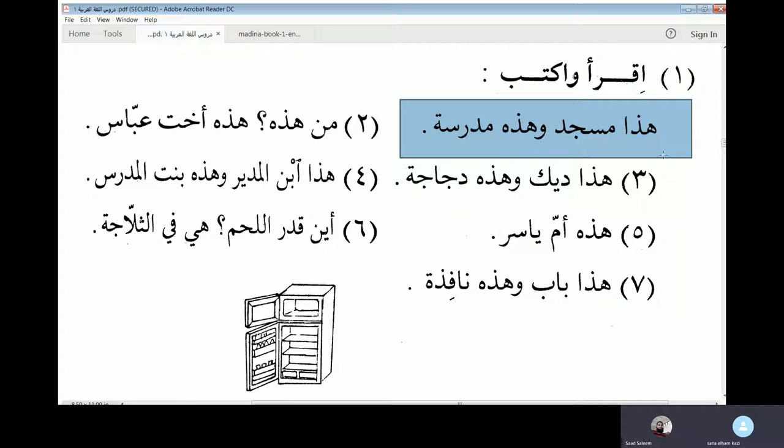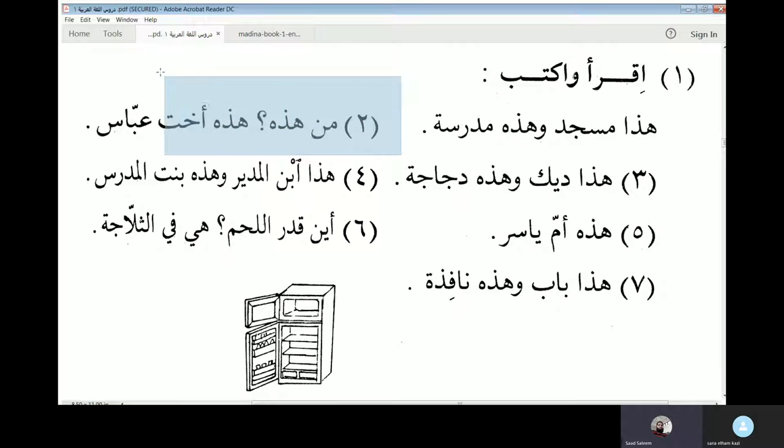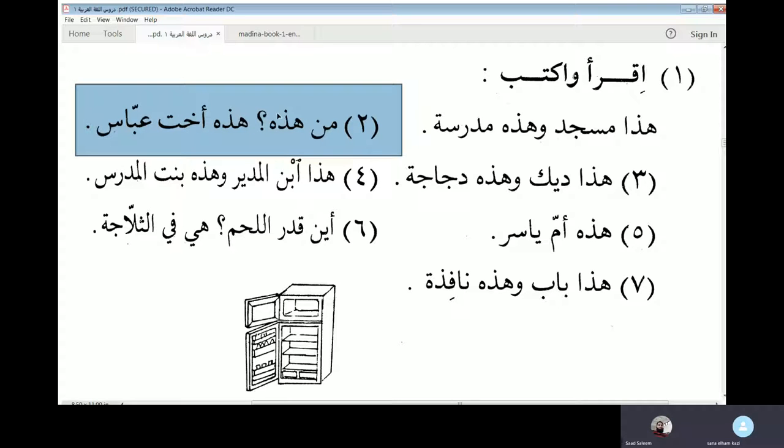Okay. Haza masjidun wahazihi madrasatun. Mudarrisatun. Okay. Madrasatun means school and mudarrisatun means female teacher. Okay. Next. Man hazihi? Hazihi Abbasin. Good.